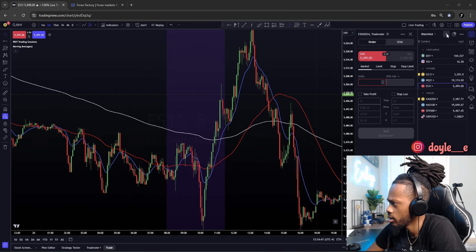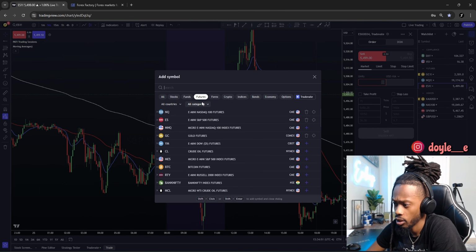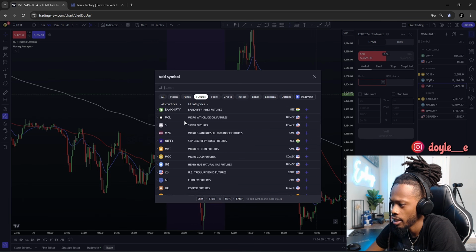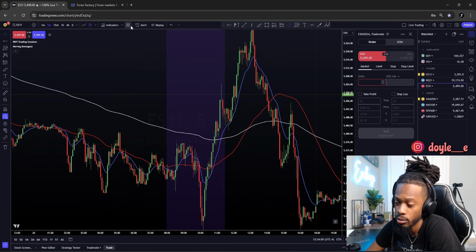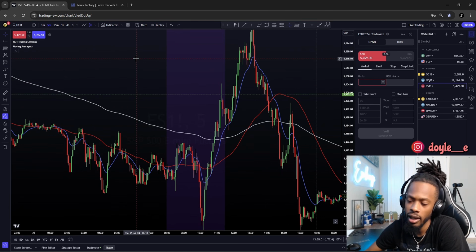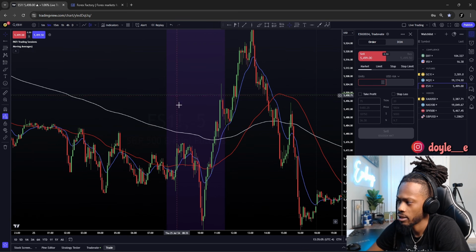Right here, you would click the plus sign on the watch list, and that will pull down the list. You can see all the symbols that you need to add, whatever you want to trade on futures. It's literally right here, self-explanatory. In the upper left-hand corner, you click indicators. You can add your moving averages or however you trade, your VWAP. It's just a lot of things that you can add to your charts, but that's besides the point.